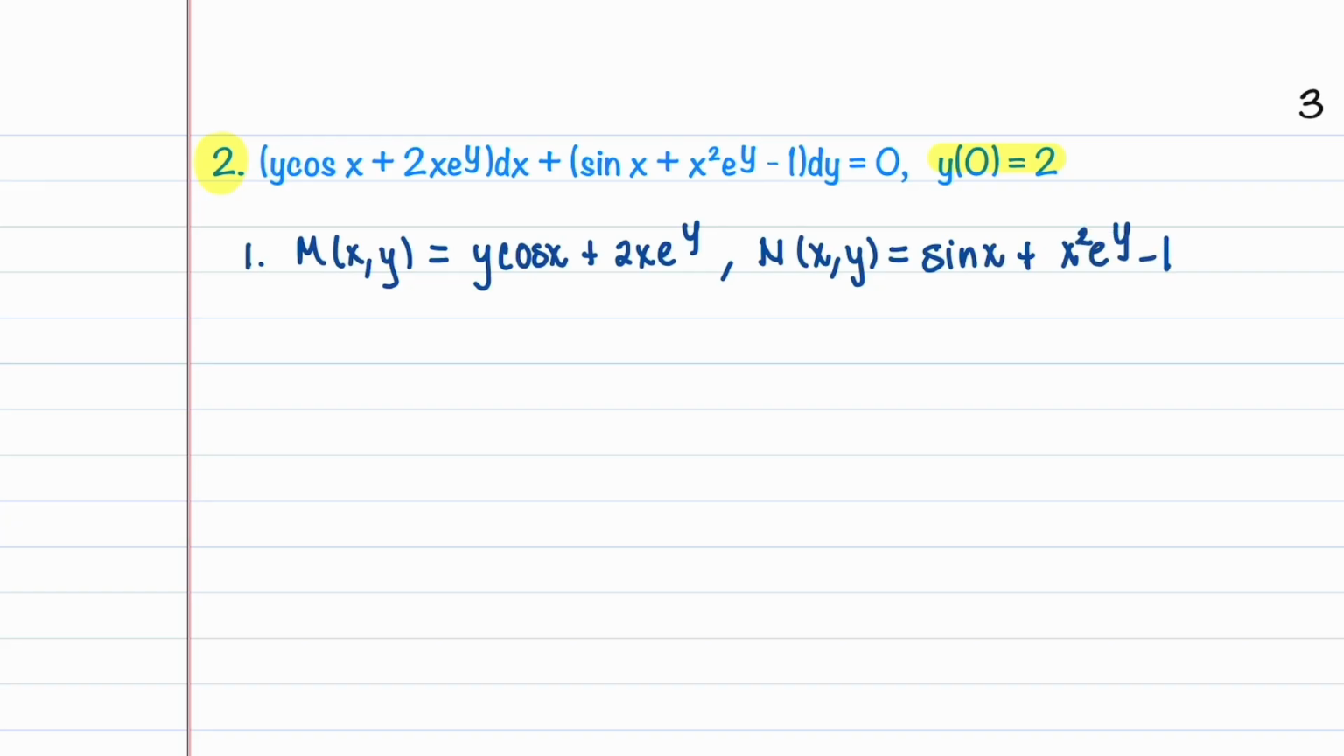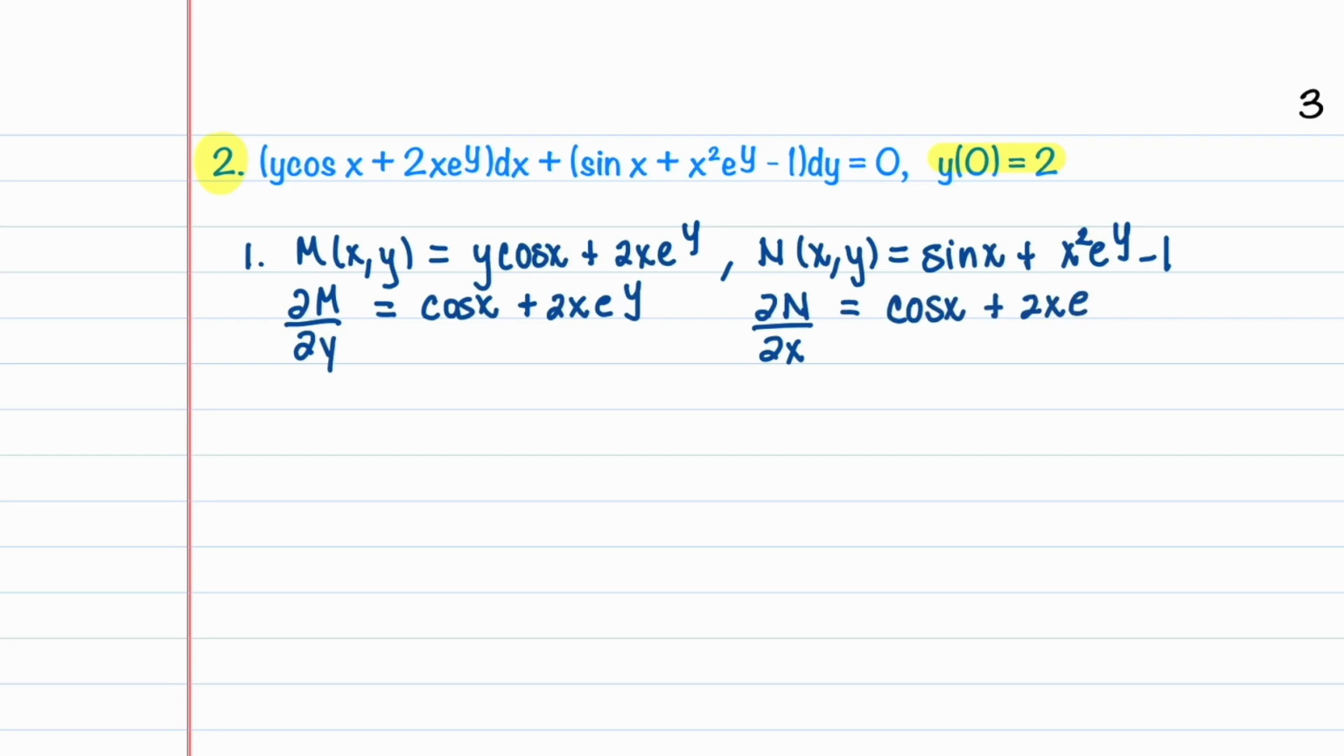Now we're going to check if this is an exact differential equation. We're going to calculate the partial derivative of m with respect to y. This gives us cosine x plus 2x e to the y. And then over here on the right, we're going to take the partial derivative of n with respect to x, and that is cosine x plus 2x e to the y. The partial derivative of m with respect to y is equal to the partial derivative of n with respect to x, so our equation is exact and we can go ahead and solve it.